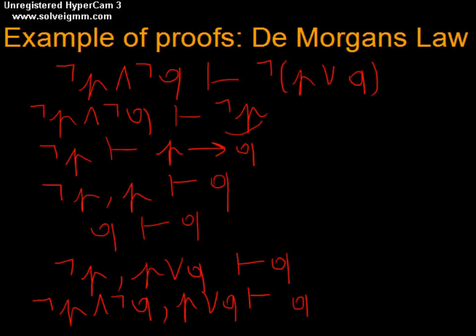P, but I can also infer not Q because I have not P and not Q. So I can infer a statement and its negation, so it means that P or Q must have been false. So this formula is proven. Here is a website where we can see some other proofs. Of course, all the proofs that we have done now can also be done trivially using truth tables.